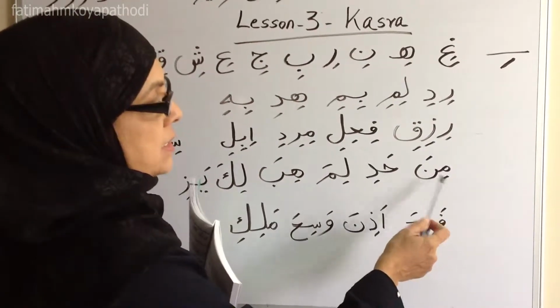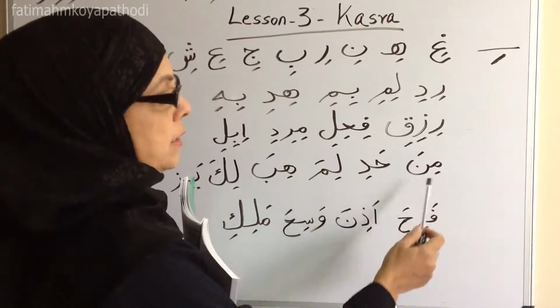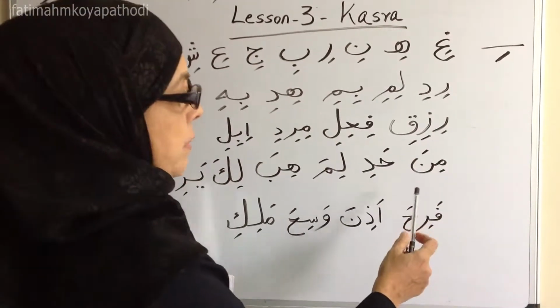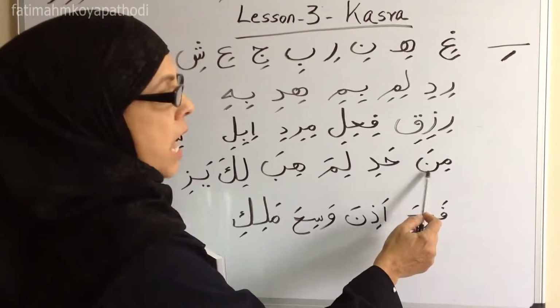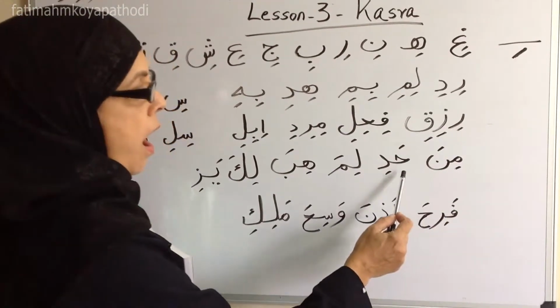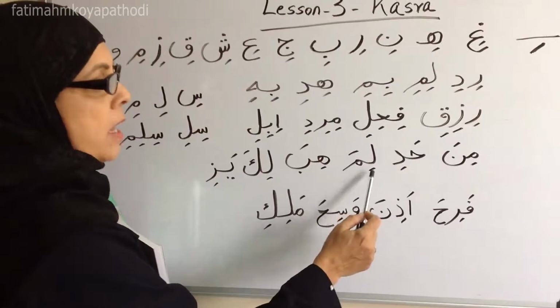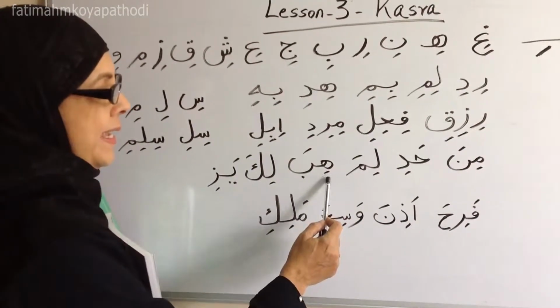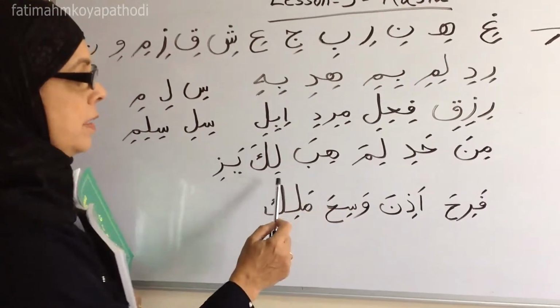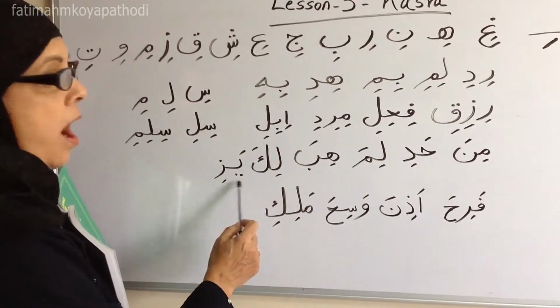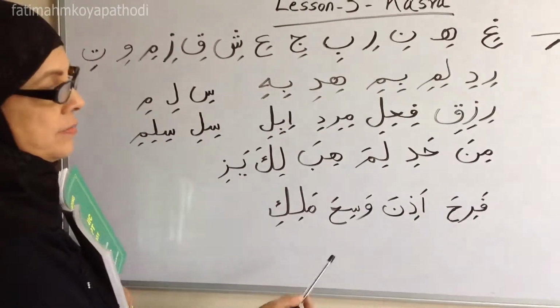So now you have a Kasra and a Fatha. So join together, follow the rules of each of them and read it with the rules in mind. Mi, na, mina. Ha, di, hadi. Li, ma, lima. Hi, ba, hiba. Li, ka, lika. Ya, zi, yazi.